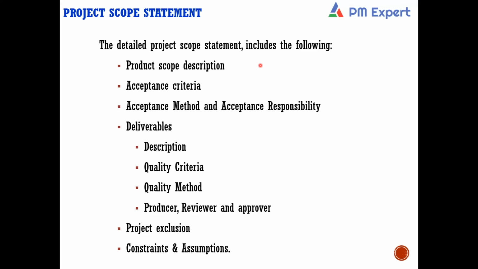Now, I'll take you through all the contents of the scope statement. The first one is the product scope description. It is the overall requirement. If you treat the project as a product, the overall high-level requirements of the project is the product scope description. This section of the scope statement helps you understand the basics about the product that the project is going to create. Now, the second important element of the scope statement is acceptance criteria.